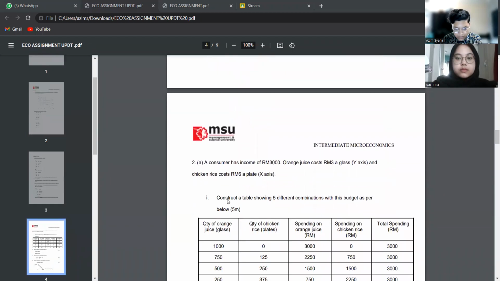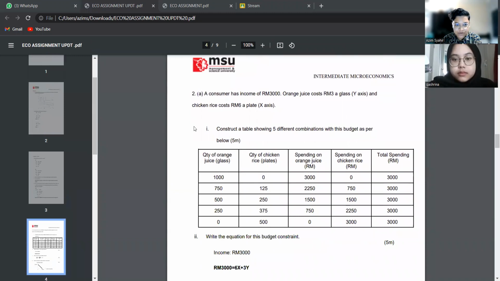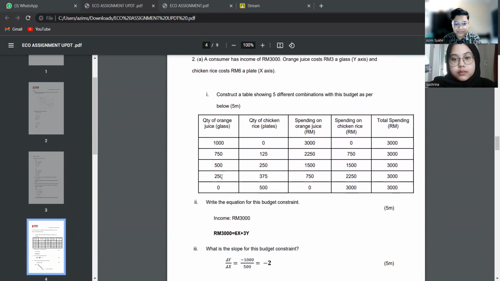Okay. That's all for question 1. Moving on to question 2. For 2A1, a consumer has an income of 3,000 ringgit. So that's his income. Orange juice costs 3 ringgit a glass on the y-axis, and chicken rice costs 6 ringgit a plate on the x-axis.